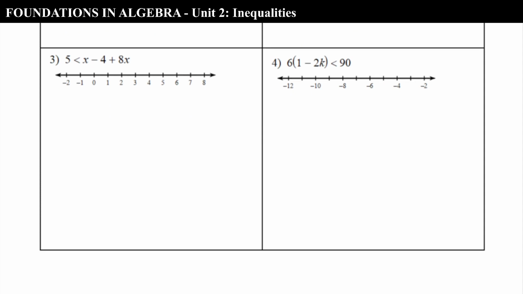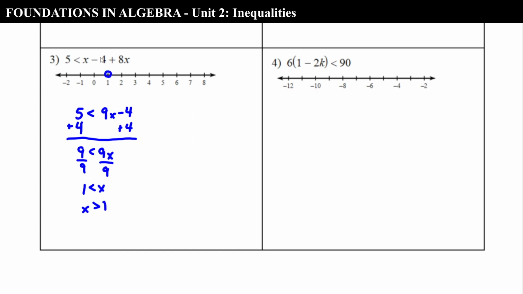For number 3, we have two x terms on the right side, so we are going to start by combining our x terms. So 8x plus x gives us 9x. Then we add 4 to each side, and we get 9 is less than 9x. And we divide each side by 9. And we get 1 is less than x, but we need the x on the other side, so x is greater than 1. We're going to do an open dot at 1, and we're going to go to the right.